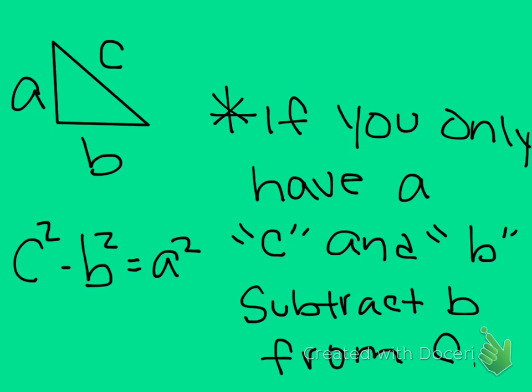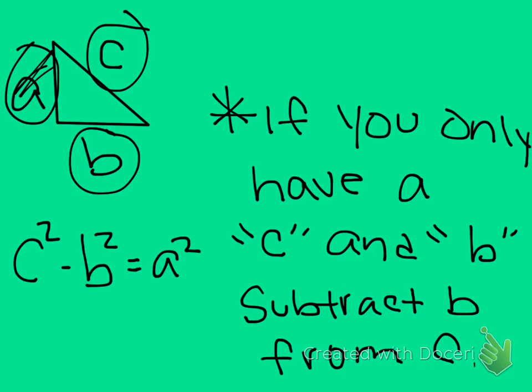Now we'll use the converse of the Pythagorean theorem. Again, we have A, B, and C on our triangle, but if you only have a C and a B, you have to subtract the B from the C to get A. So the C squared minus B squared equals A.